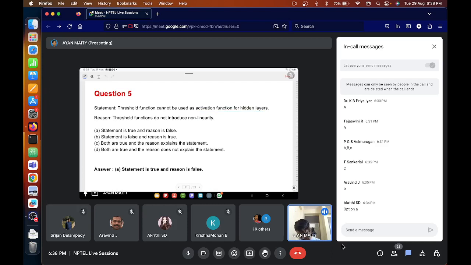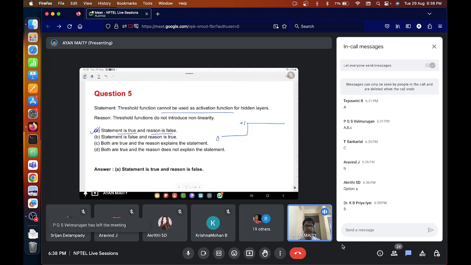So the correct answer here is option A only. The statement is true and the reason is false. So a threshold function is not used as activation function in case of hidden layers because it has only two values that it can output, 0 and 1. So this is 0 and this is plus 1. It doesn't output many values. It either gives you 0 or plus 1.